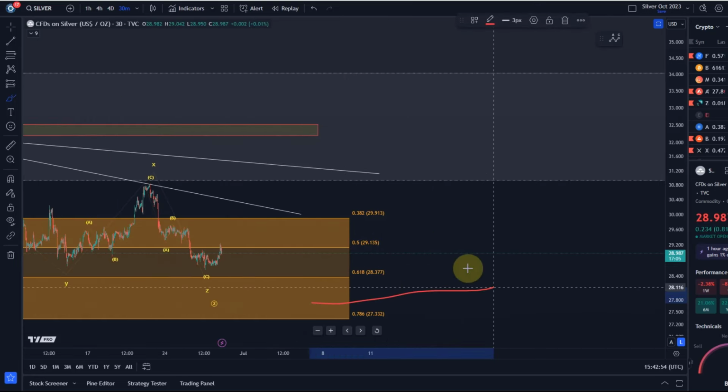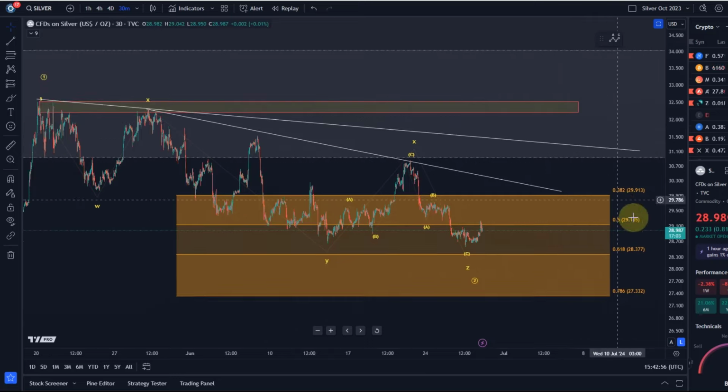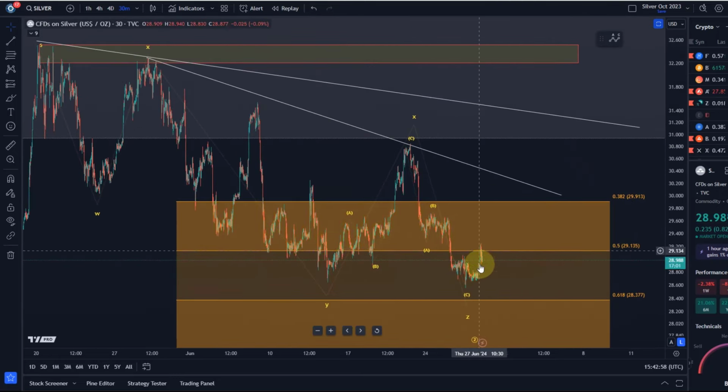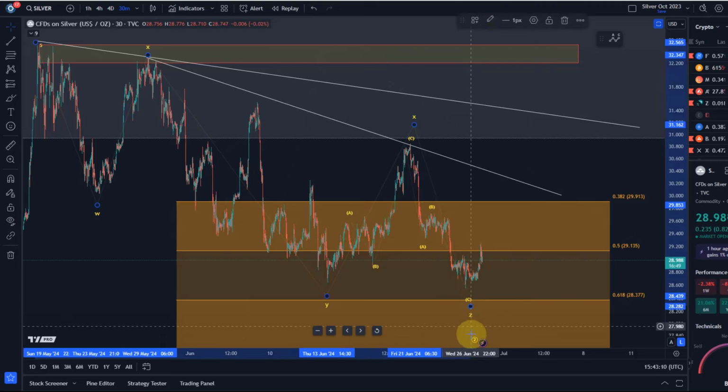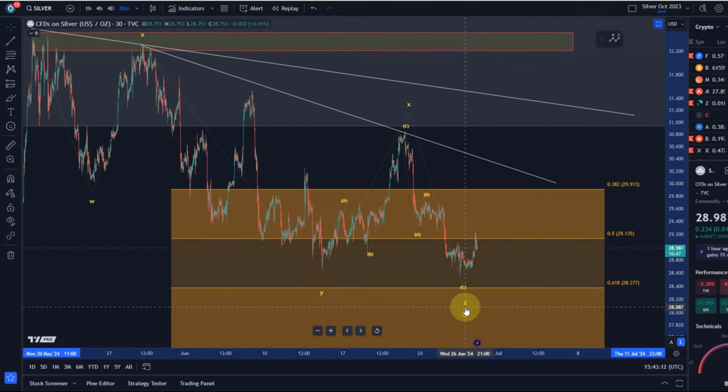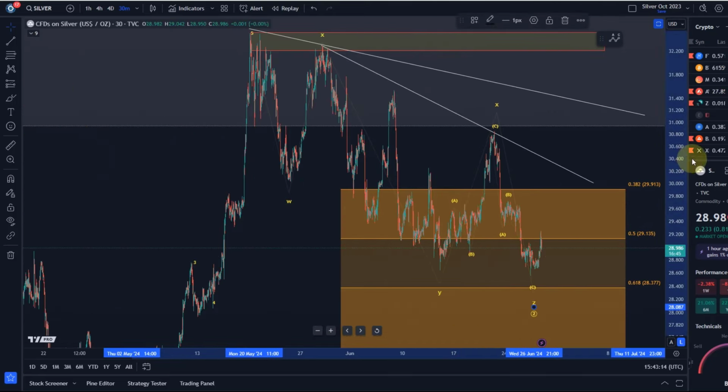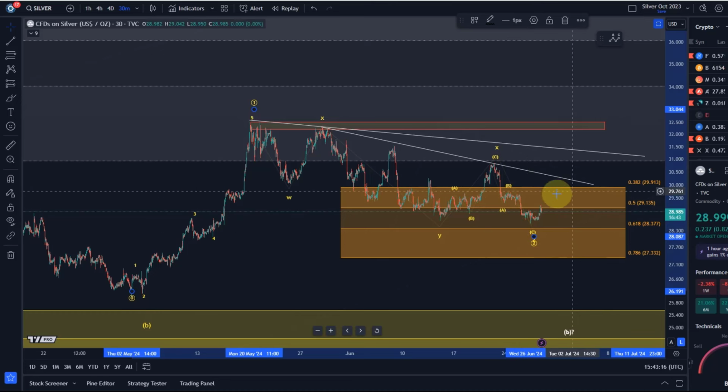Even when we look at the microstructure of this Z wave, we have an A wave down. We had a B wave, but it was extremely shallow, very shallow. But then the C wave down looks like 5 waves. So it is an ABC. Let's see if this is now enough to complete the overall correction. I am naturally skeptical until I see a first impulse. I will tell you what I now need to see.